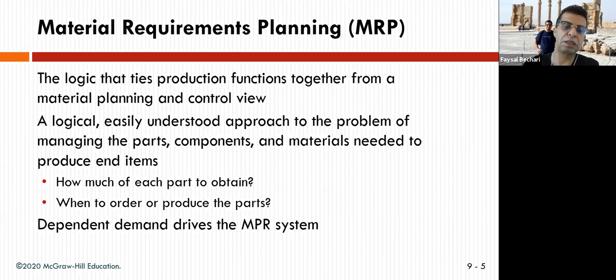It is a logical, easily understood approach to the problem of managing the parts, components, and materials needed to produce end items. This is what we are trying to say. It's a logical approach. It tells you to produce an amount A, which is made of tons of different small things that have to be integrated or connected to each other. So we need to know how much of each part to obtain and when to order or produce these parts. This is what is important in an MRP solution.